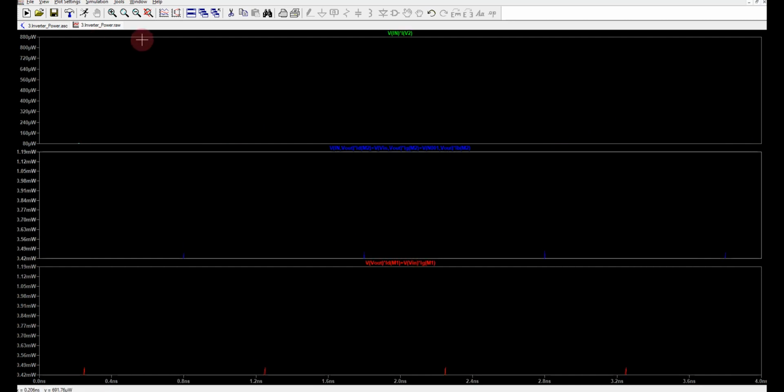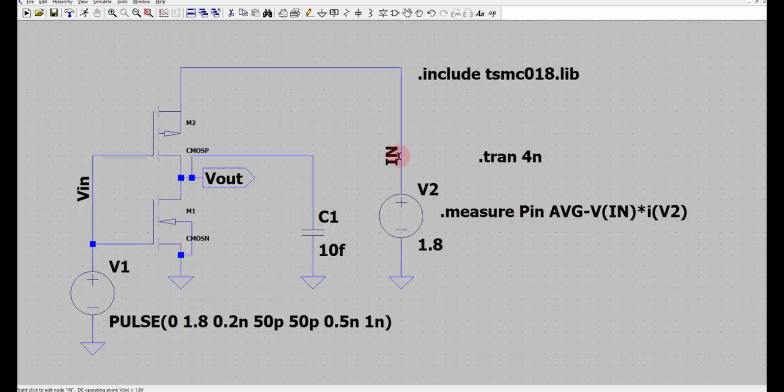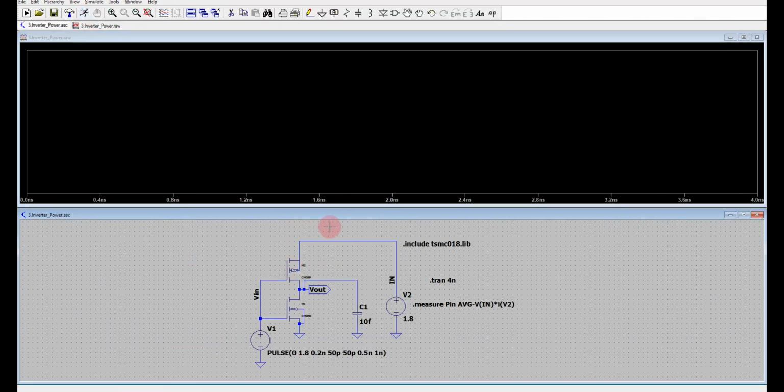So that is one way of computing the power of this circuit. We have computed the total power, including static, dynamic, switching, everything. So the PMOS power, the NMOS power, and the total power which is consumed from the source.